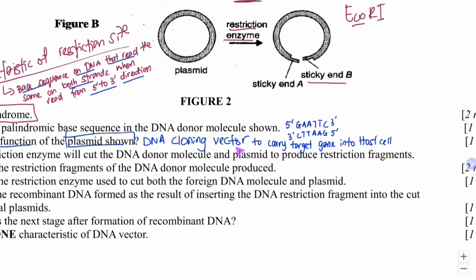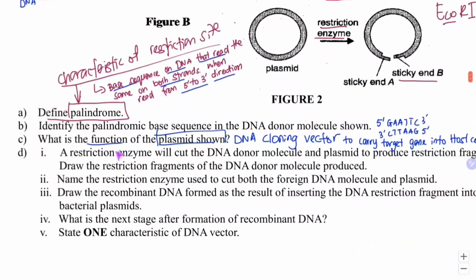Iaitu DNA cloning vector that will carry the target gene into the host cell. So jangan berhenti dekat DNA cloning vector sebab jawapan tu tak lengkap. Soalan tanya, what is the function of the plasmid? Kalau soalan kata, what is the role of the plasmid? Baru kamu jawab to act as a DNA cloning vector. Itu adalah role ataupun peranan plasmid, iaitu sebagai DNA cloning vector.